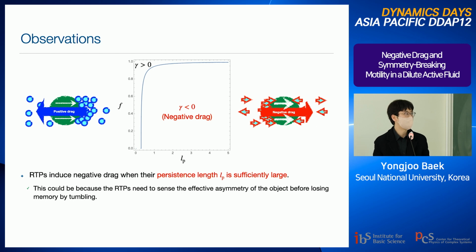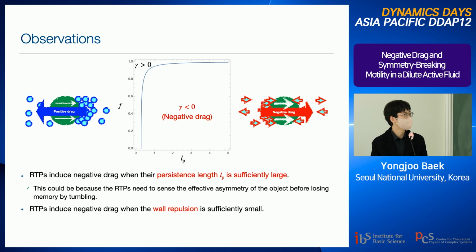And this is possibly because these active particles actually need to sense the effective asymmetry of the potential of this object. When an active particle changes its direction very often, it eventually loses what it experienced before by interacting with the object. It will be able to really see the asymmetric shape of the object only when it is traveling in the same direction for a sufficiently long distance. So that's why I think we need a large L_P here for this mechanism to happen.